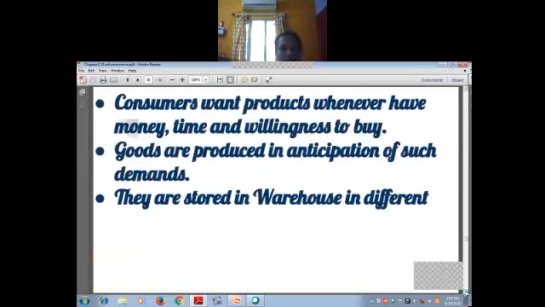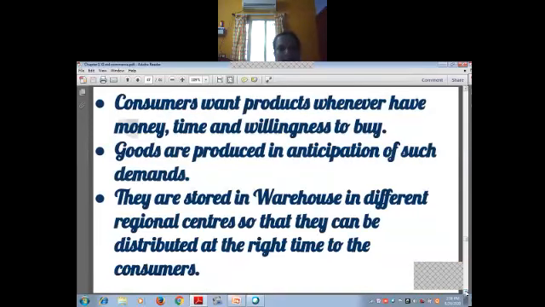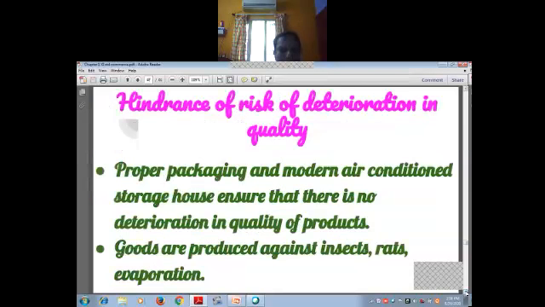Hindrance of time. Consumer wants products whenever they have money, time, and willingness to buy. Goods are produced in anticipation of such demands. They are stored in warehouses in different regions and countries so that they can be distributed at the right time to the consumer. See, for example, if you are consuming the goods, they will not produce on that time only. They will produce and keep in a separate place, and then whenever the demand occurs, at that time they will supply the products on time.